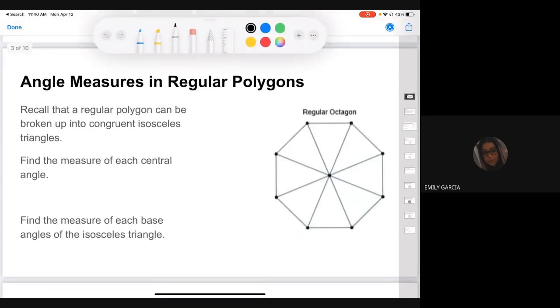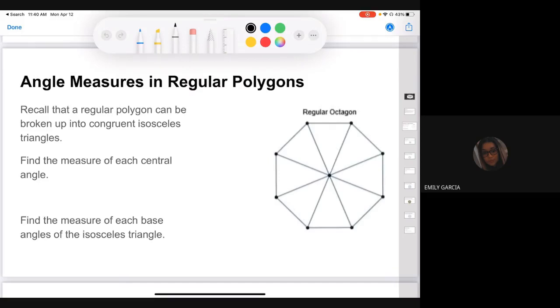Okay, so let's look at the angle measures of regular polygons. So let's recall that a regular polygon can be broken into congruent isosceles triangles, like you see here. Based on this, what we're able to do is find the central angle of all these individual isosceles triangles that we're creating, and we're able to find the measure of each base angle of the isosceles triangle.